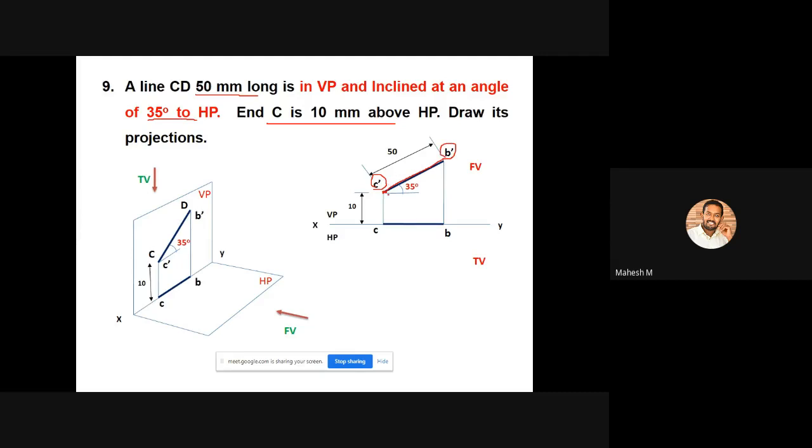So next you have to project these two points towards the reference line. Okay, you'll be having the top view exactly on the reference line. That means the condition is 50 mm long is in VP. So if it is mentioned like this, you have to draw the top view exactly on the reference line. Is it clear?